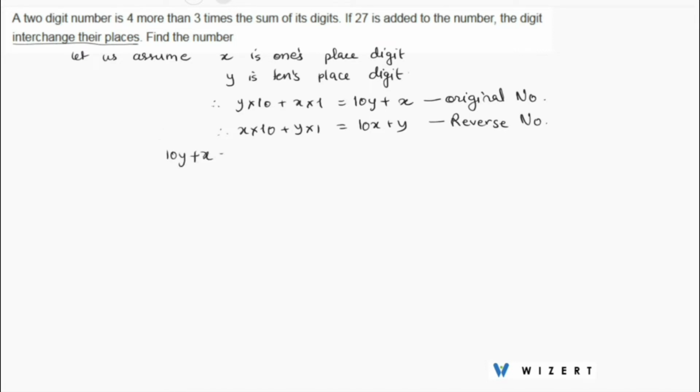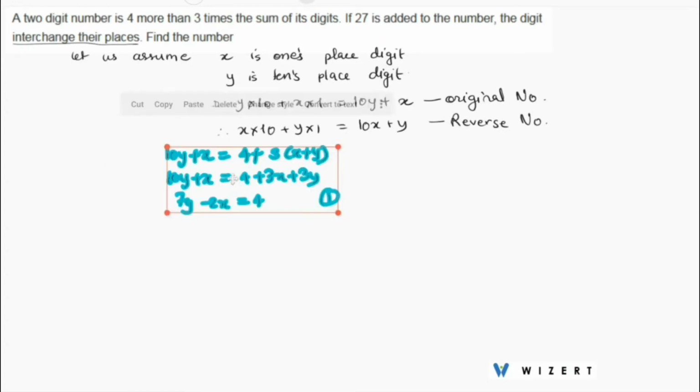10y plus x is 4 more than 3 times the sum of its digits. So from here we get the equation 10y plus x equals 4 plus 3x plus 3y, and if we combine the like terms, 10y minus 3y is 7y, and x minus 3x is minus 2x, equal to 4. Let's name it equation 1.